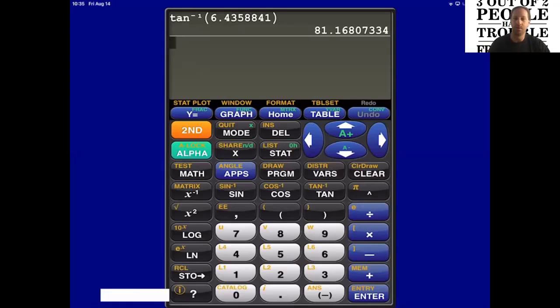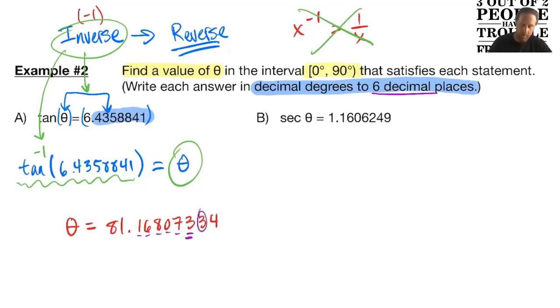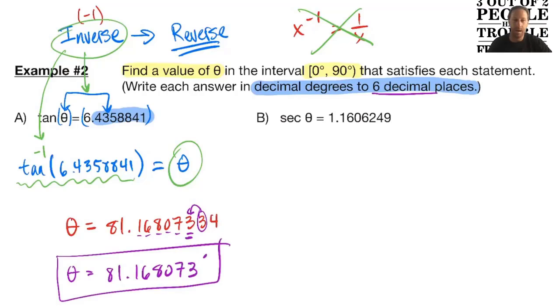And when we hit the equal sign, notice it's given us the angle. Now you have to recognize that 81 point whatever is our angle measurement. And so since they asked us to give them the decimal degrees to 6 decimal places, because that's what they gave us was 6 decimal places, then we have to give them that angle. And because they wanted it to 6 decimal places, remember, we're going to have to look at one more to see what we do here. And so therefore, our final answer would be 81.168073 degrees.